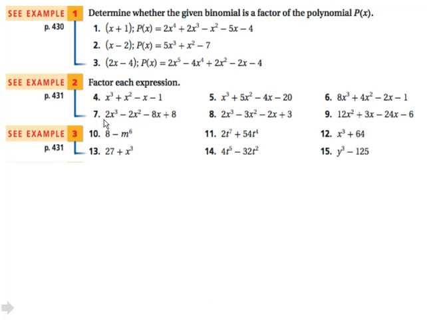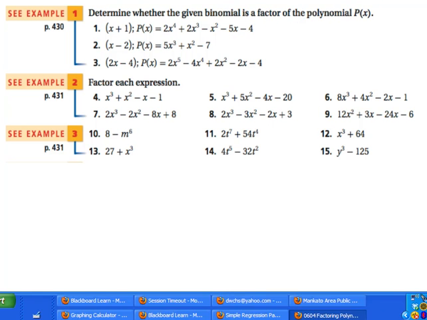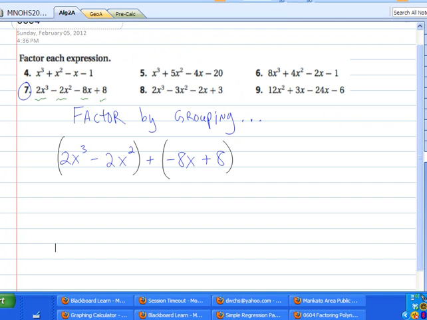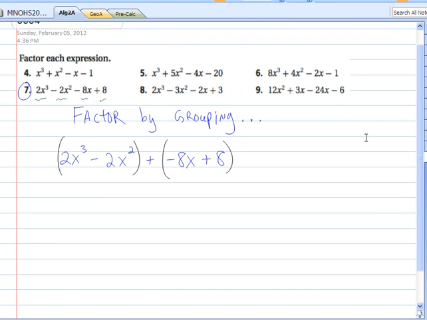What I want to do is make sure that I get through these kinds of problems here, 4 through 9 from your textbook, because I don't really have those in the note packet, and I want to make sure that I talk about this a little bit. This is called factoring by grouping. And basically, I'm going to look at number 7 here. What you do is, if you notice, you have 4 terms. So here I have 4 terms in number 7.